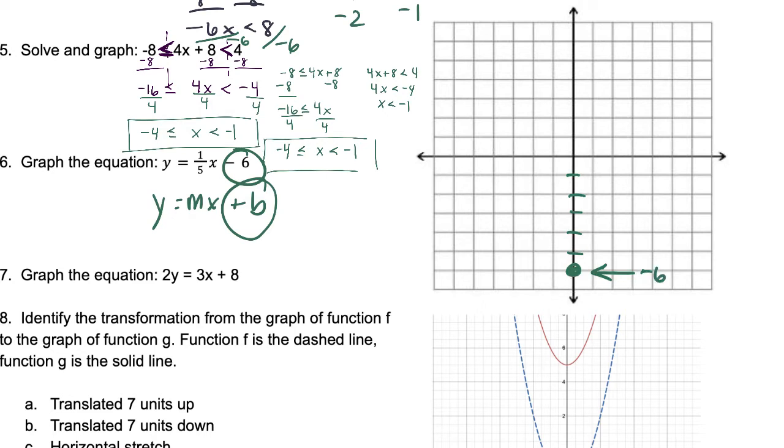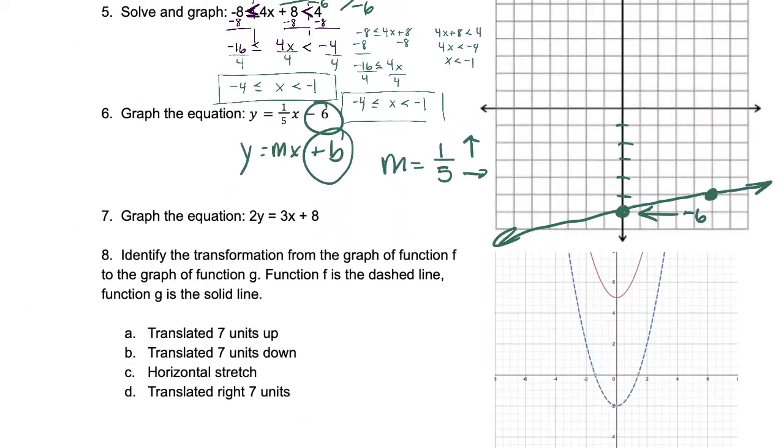My y-intercept. Then my slope is 1 over 5. Remember, that's rise over run. So from this point, rise 1 and then run over 5. 2, 3, 4, 5. So this would be up 1 and over 5 from it. Right there, and 2 points is enough. Draw a line. There we go.